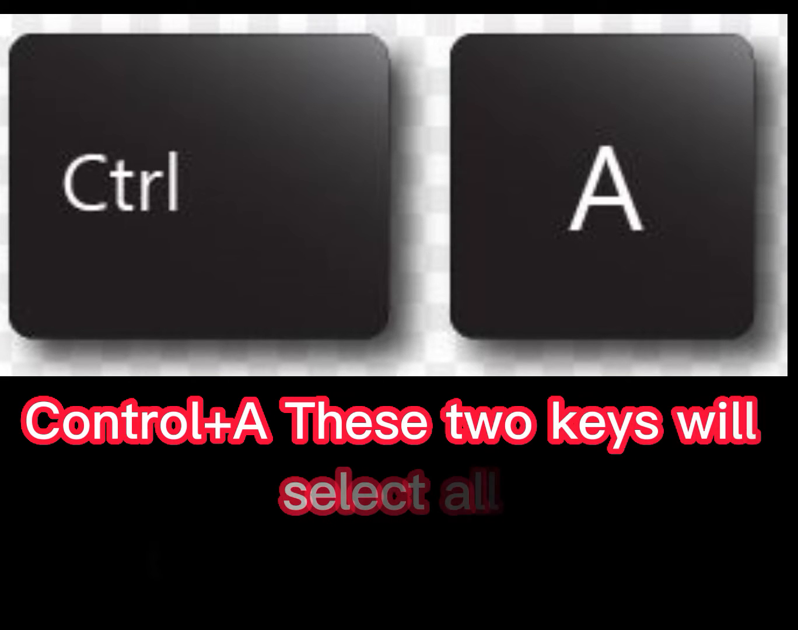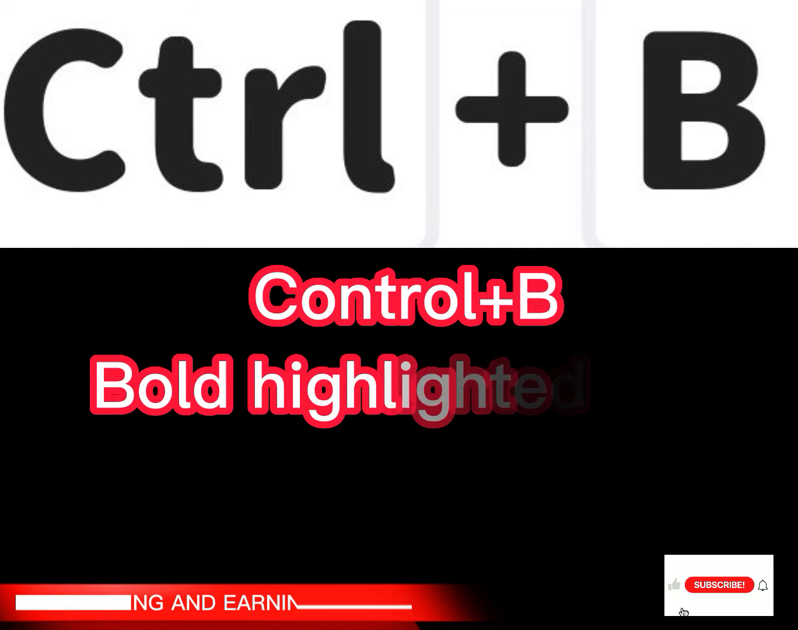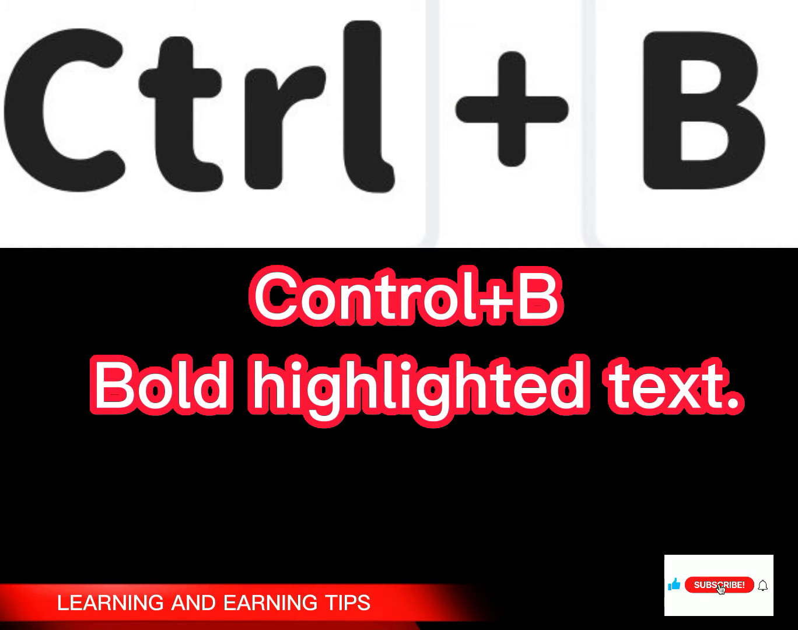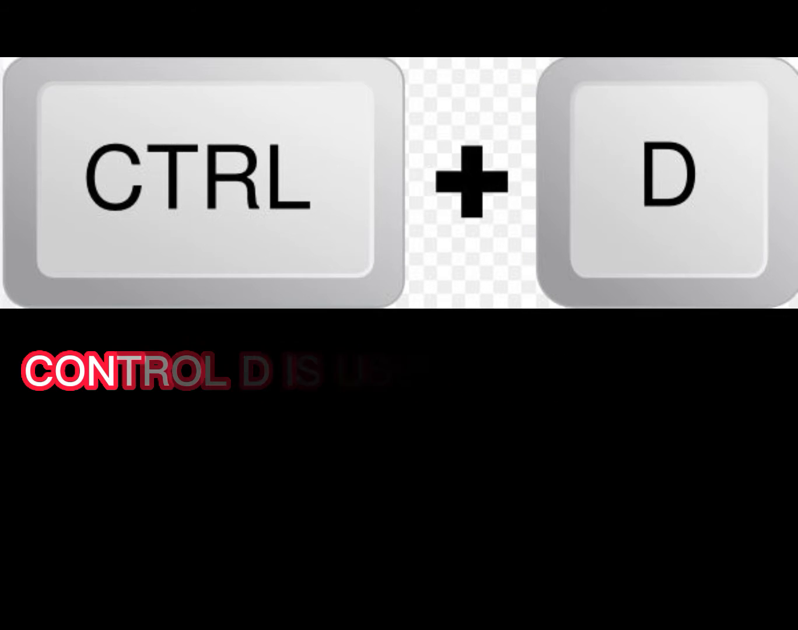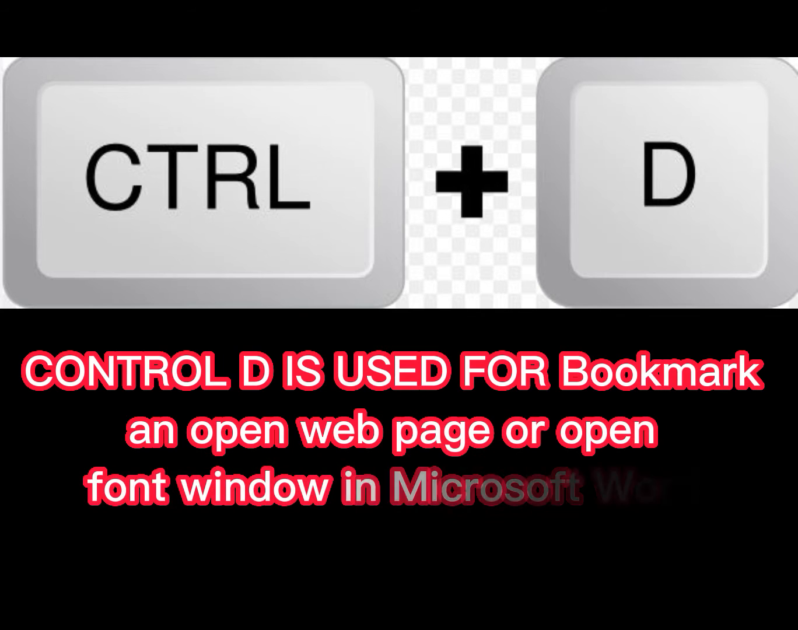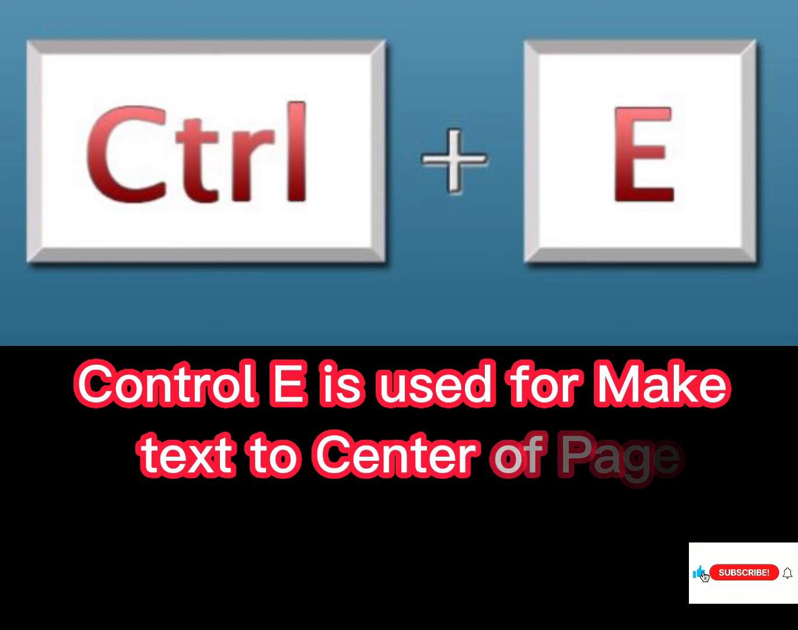These two keys will select all text or other objects. Control plus B: bold highlighted text. Control plus C: copy any selected text or another object. Control D is used to bookmark an open web page or open the font window in Microsoft Word. Control E is used to center text on the page.